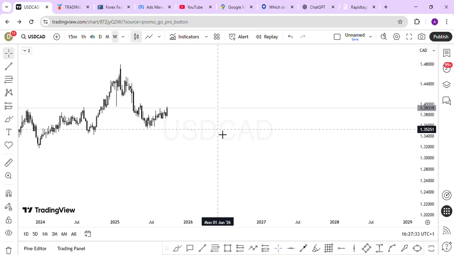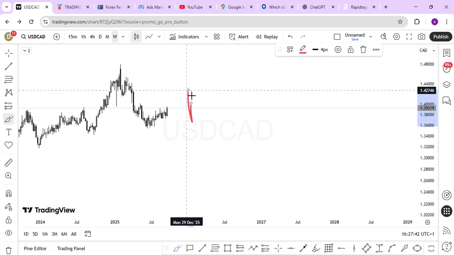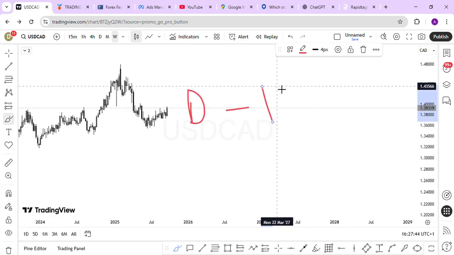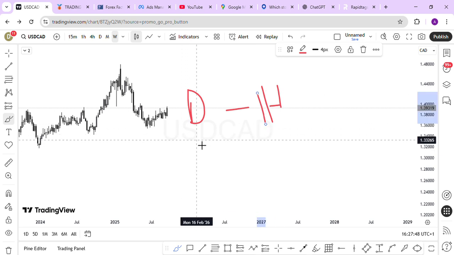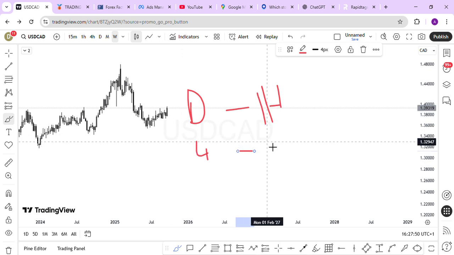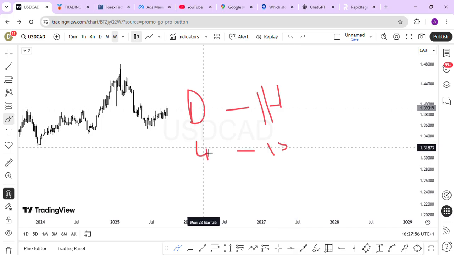In this video, we'll be doing top-down analysis on USD CAD, and I'll be using weekly for higher time frame and lower time frame for entry. If you are doing your top-down analysis from daily, you can use 1H for your entry, and if you're using 4H, you can use 15 minutes, and so on. So let's dive into it.